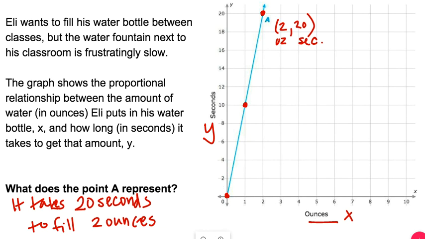So you're just looking at the situation, reminding yourself what the x and the y represent, and making sense of the different points of the situation and the pattern. That's it.